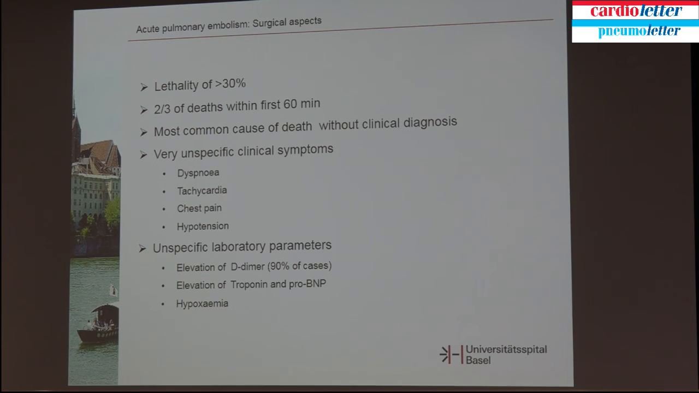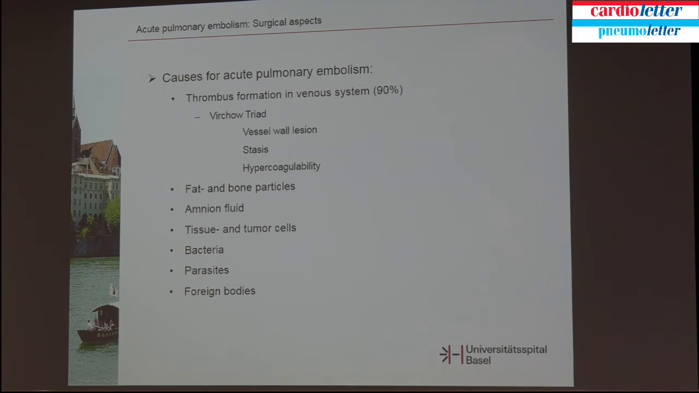The symptoms are very unspecific: dyspnea, tachycardia, chest pain, hypotension, as well as the laboratory parameters, though there is an elevation of D-dimers in about 90% of the cases. The causes for acute pulmonary embolism: thrombus formation due to the Virchow triad with vessel wall lesion, stasis, and hypercoagulability. Fat, tissue, bacteria, parasites, foreign bodies, there are a lot of possibilities.